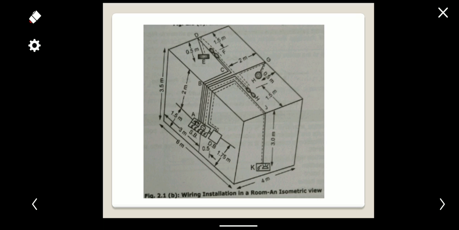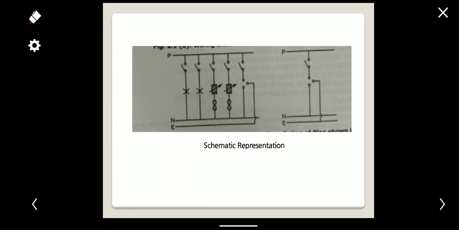It shows the exact position of the parameters. That means the fan, load, fan, then lamp, light, sub-circuit board and all. Here it is exactly mentioned how many wires are running and how many circuits are made. So this is the isometric view, or it is also called a 3D view.